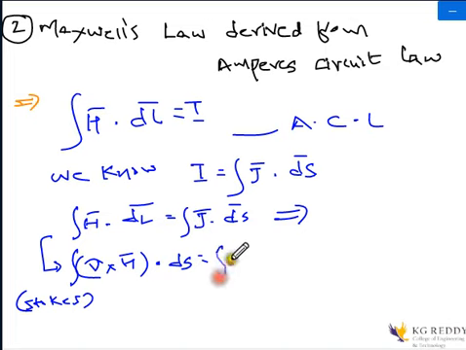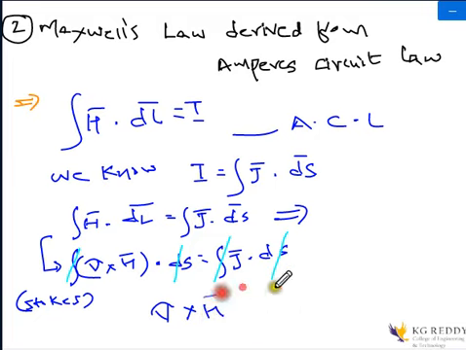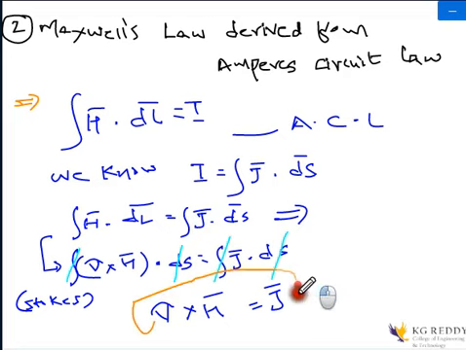Now I am equating the same equation to J bar dot dS. After removing these integrations and cancelling dS on both sides, you will get curl of H bar is equal to J bar. So this is one more Maxwell's equation which you have derived, from Ampere's circuital law.